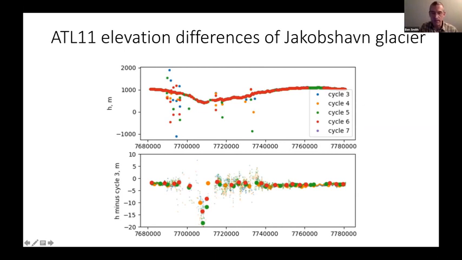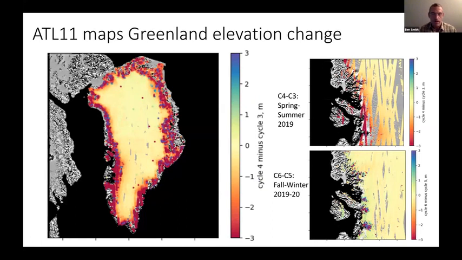3 and cycle 7 and cycle 3. We can see that the surface has dropped consistently by about 20 centimeters, and then in the fast thinning part of Jakobshavn Glacier, we can see a drastic drop of up to 20 meters that happened over the summer of 2019. We can use this product for doing maps of the whole ice sheet.